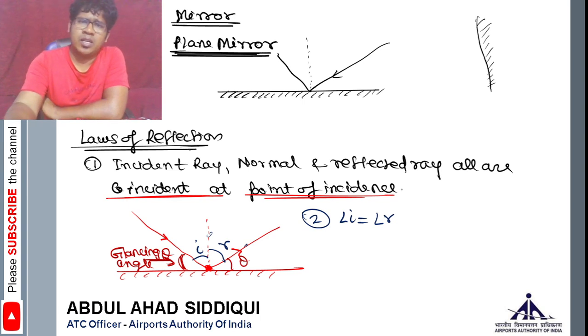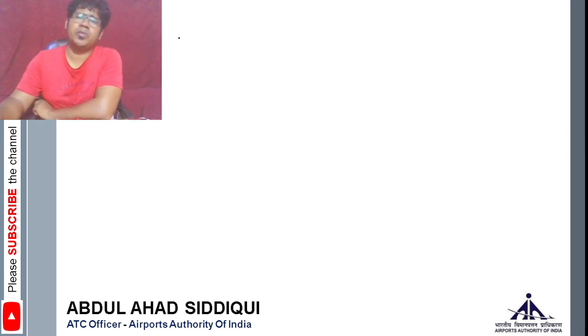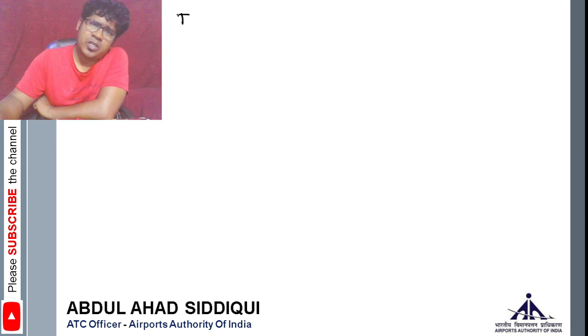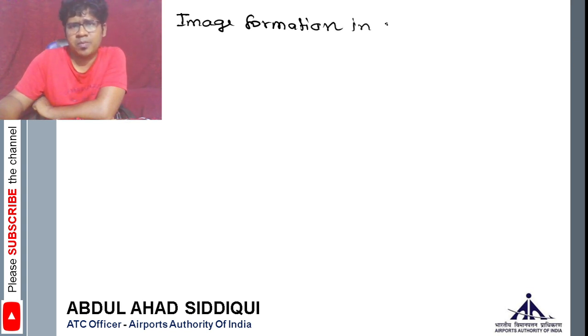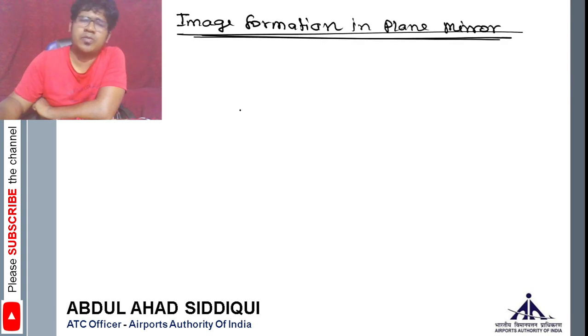So in plane mirror, what type of image formation is there? See, image formation in plane mirror. Okay, image formation in plane mirror. So number one, what can be the type of plane mirror? Just simply, let's say this is the mirror.